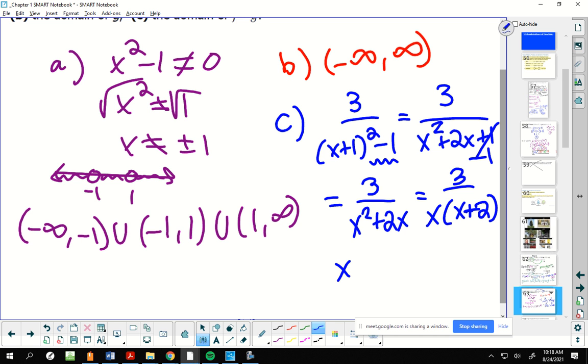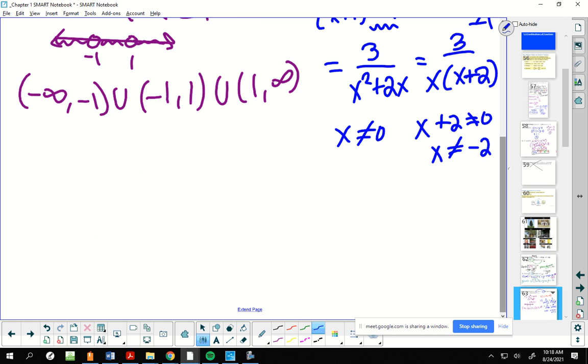Right? So x can't be 0, and x plus 2 can't be 0, which means x cannot equal negative 2. So technically our domain is all real numbers except 0 and negative 2. But let's just practice interval notation. So we can't include negative 2 and we can't include 0, but we do want everything in between those numbers.